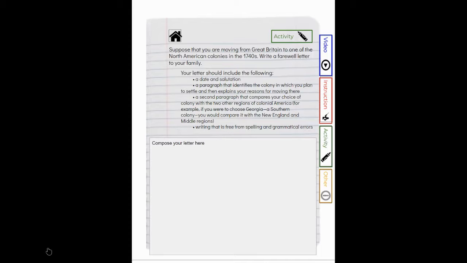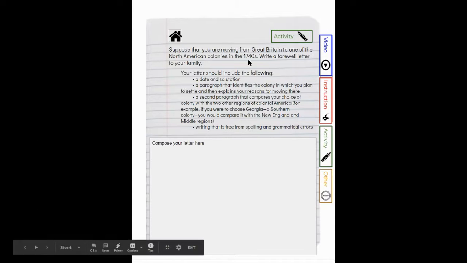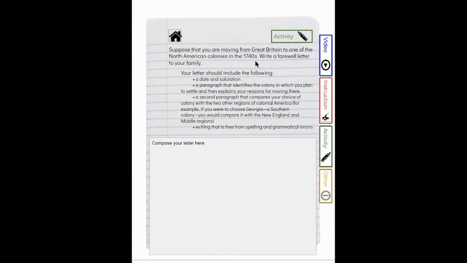Your activity today is you need to write a letter. So suppose you are moving from Great Britain to one of the North American colonies in the 1740s. You are writing a farewell letter, so a goodbye letter to your family. Your letter should include the following: a date and a salutation. So remember, this is going to be in the 1740s. So for your date, it's going to say something 1740.